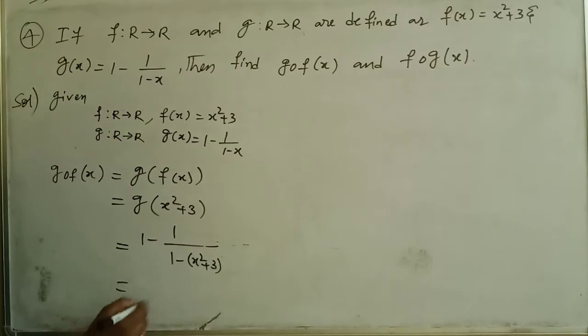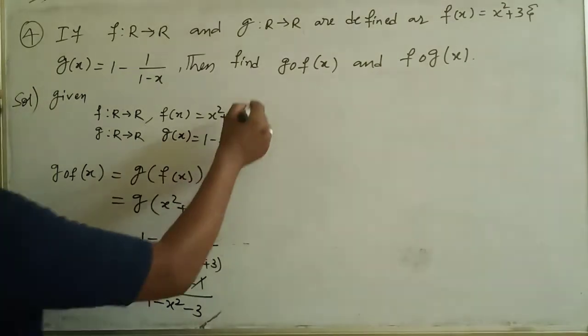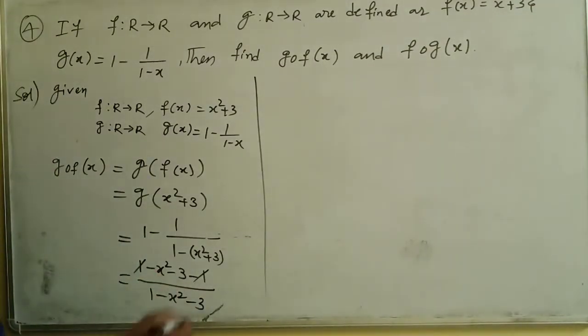So now what I will do, just cross multiplication. 1 minus into plus minus x square, minus into plus minus 3, here minus 1 upon 1 minus x square minus 3. So now plus 1 minus 1 get cancelled. So what I can write now in this place? So minus x square minus 3. So then I'm going to solve this problem. Okay. So what I will do here, just observe carefully.